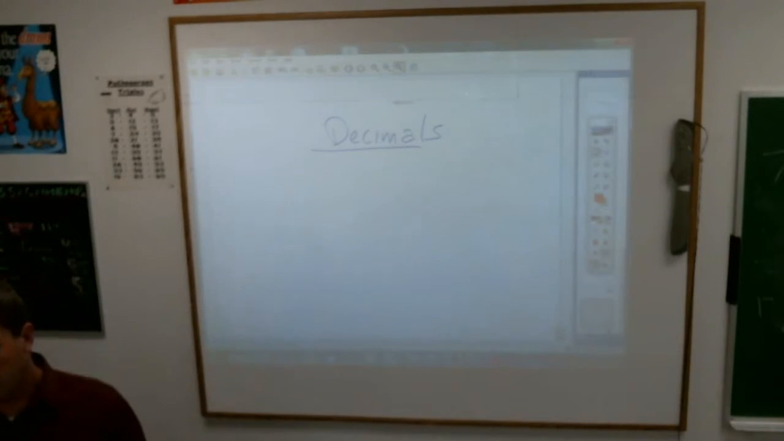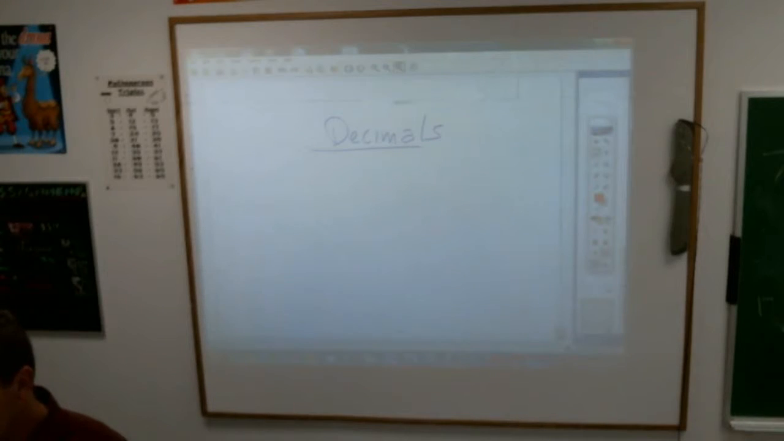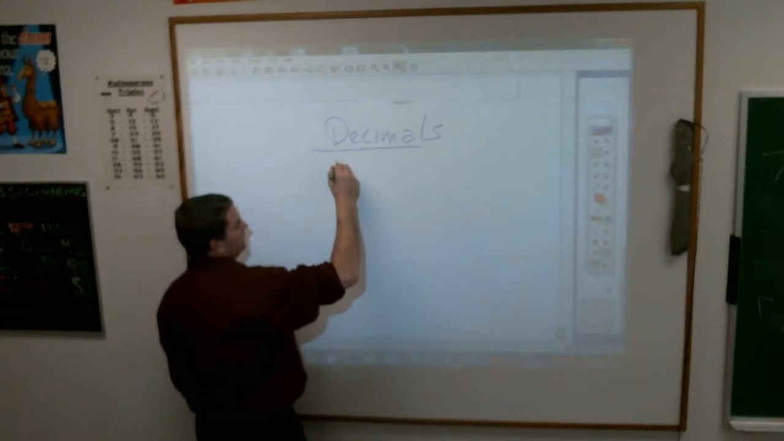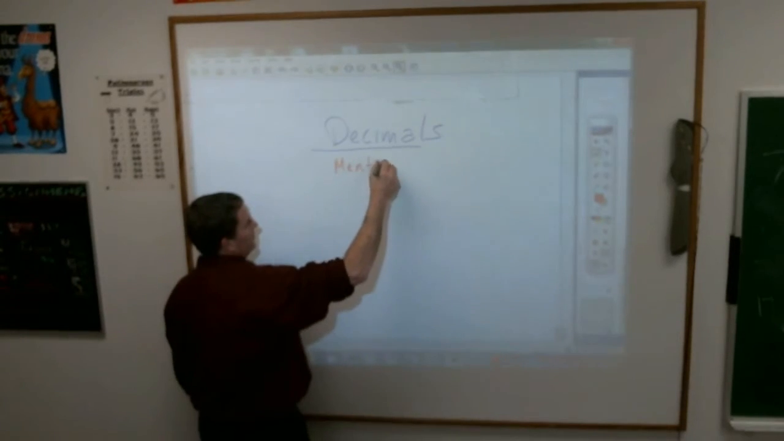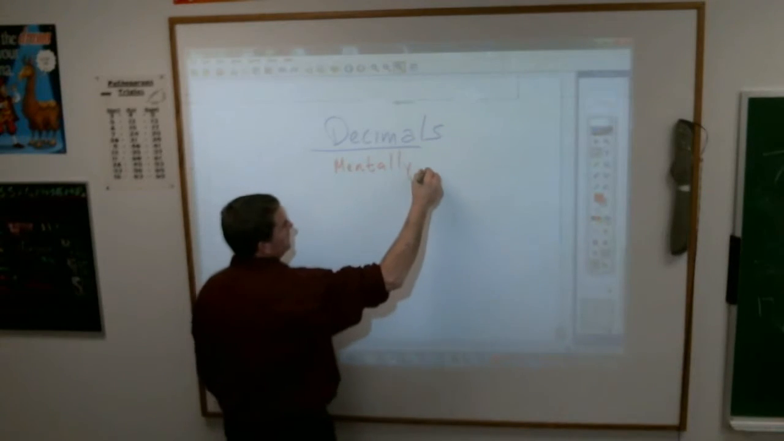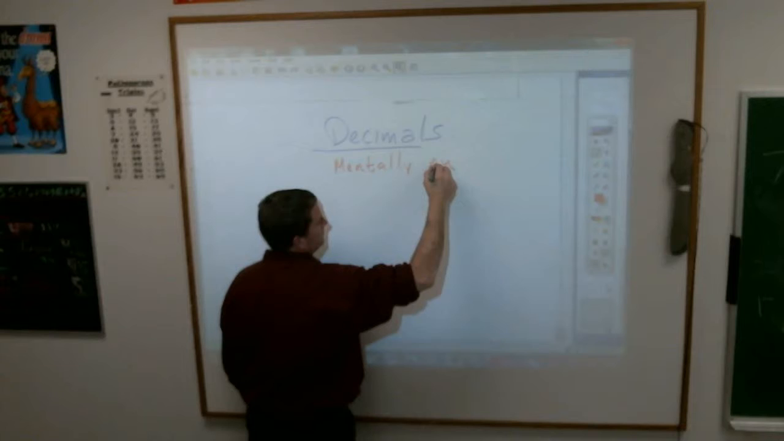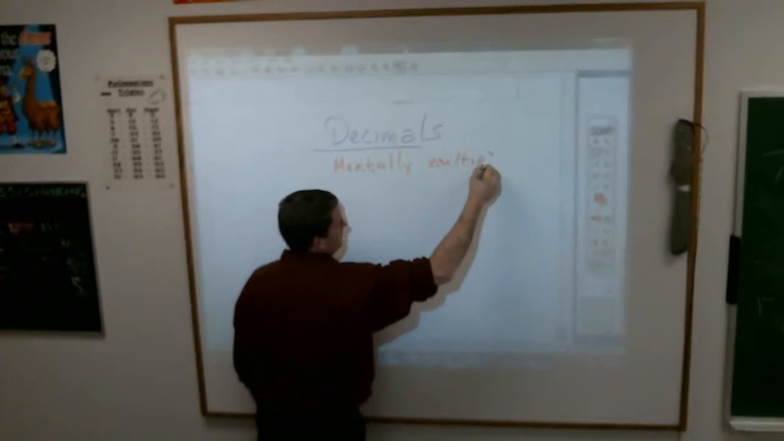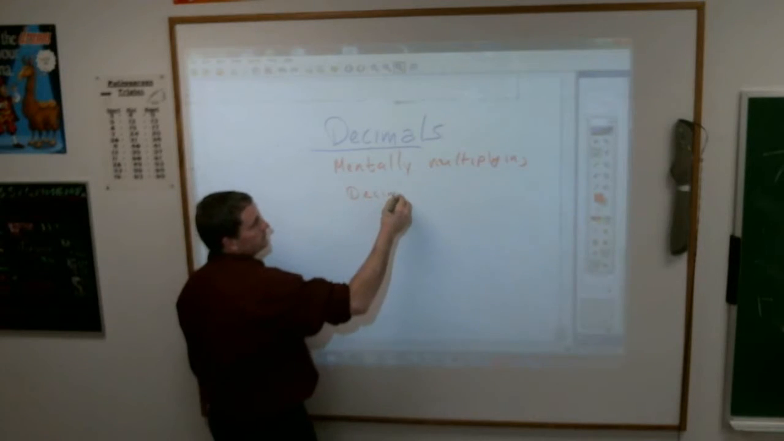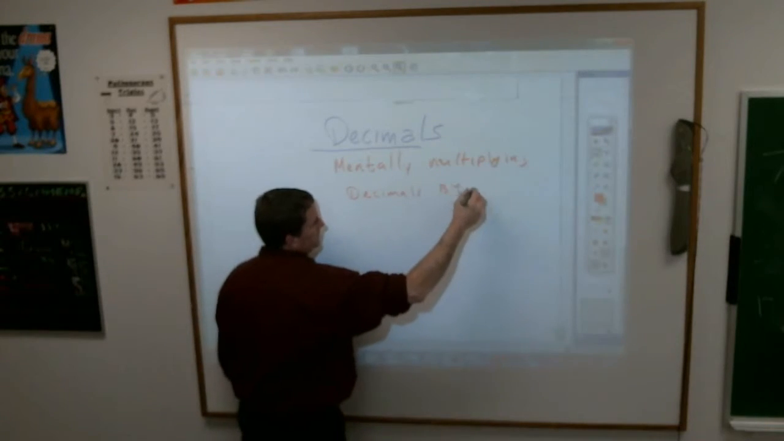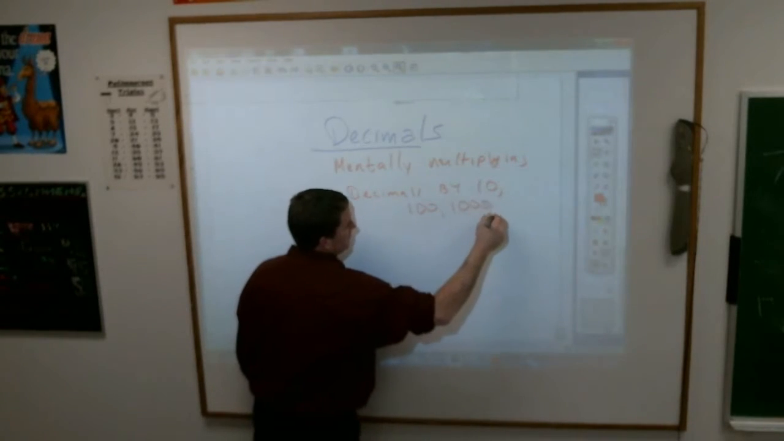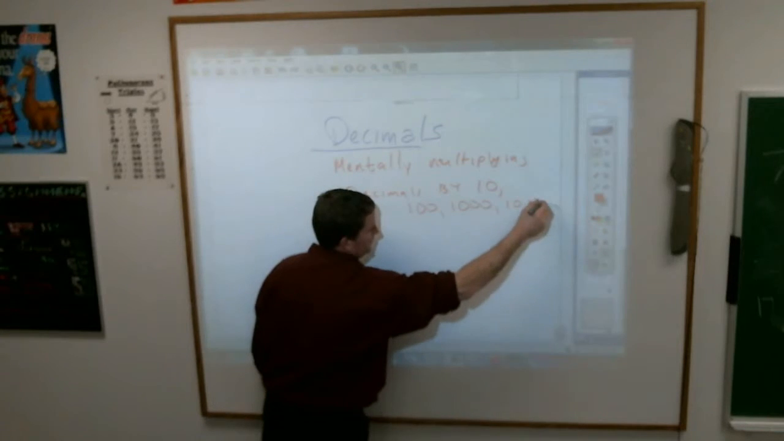And this one should make you smile or be excited because this is mental stuff. Which means I don't want you to show work. Is that how you spell mental? Yeah. Mentally multiplying decimals by 10, 100, 1,000, 10,000, however it happens there.